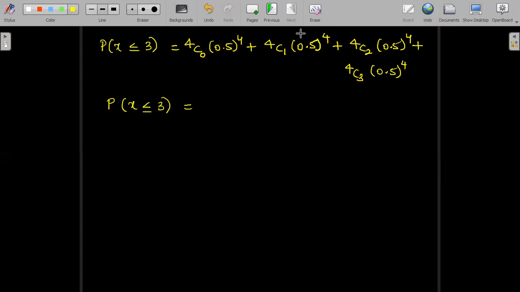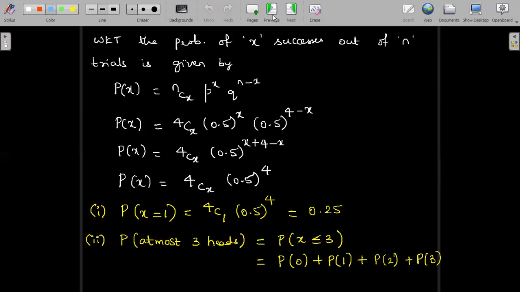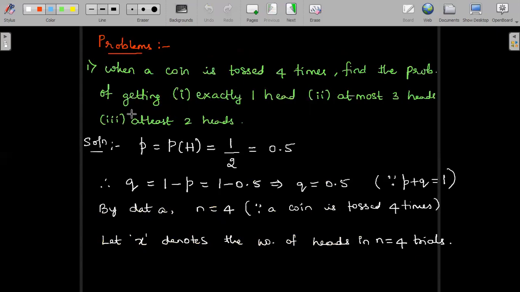You can use a calculator to obtain 4C1, 4C2, 4C3, or directly the entire product you can obtain. And the answer here is 0.9375. We're trying to maintain our usual consistency of 4 decimal places for numericals. So it is 0.9375.